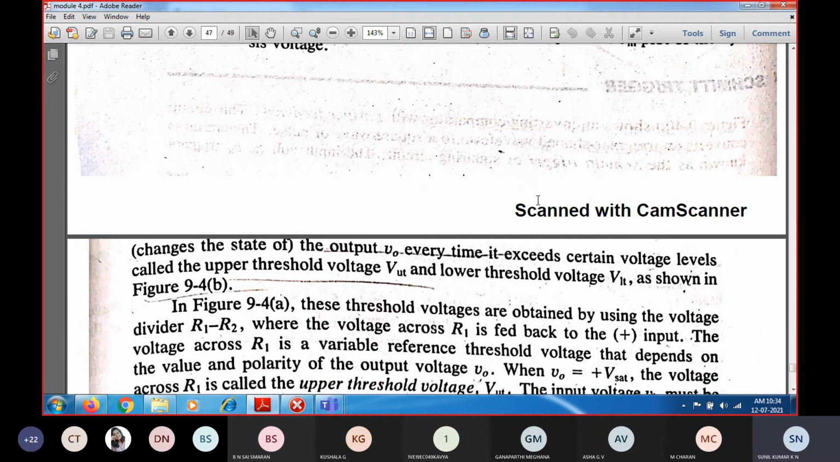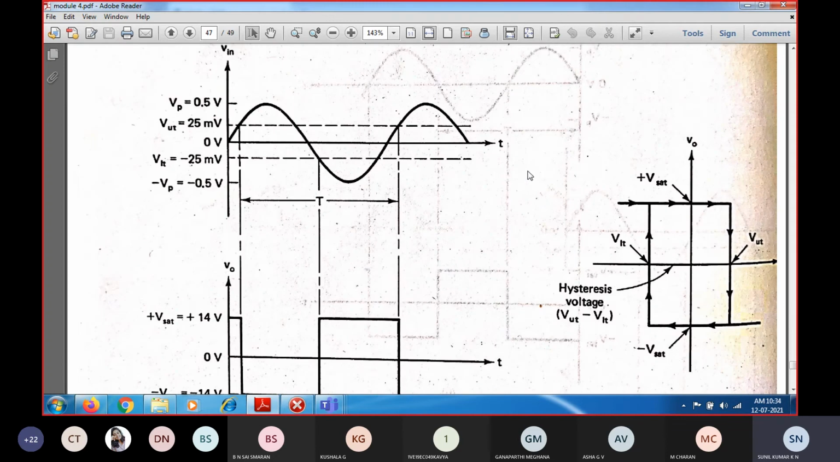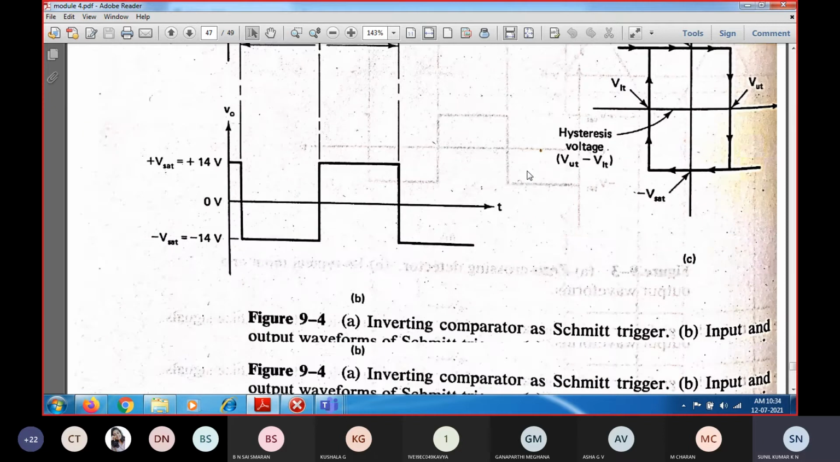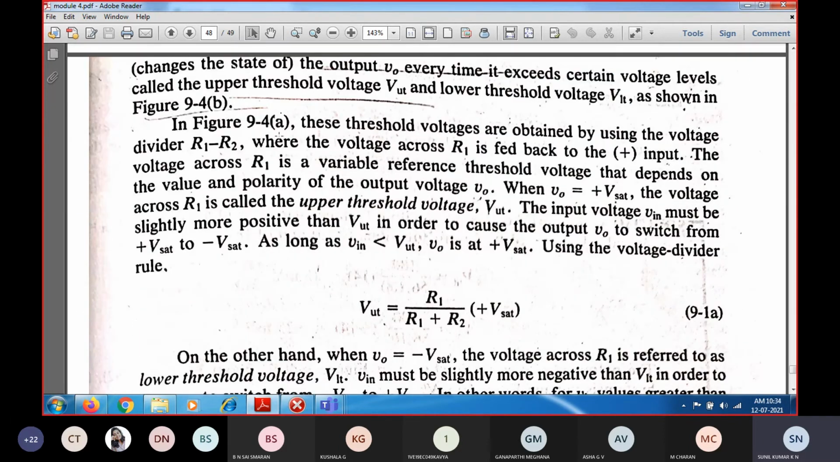In numericals, they may ask you to design this inverting Schmitt trigger circuit to have an upper trigger point voltage of this value and a lower trigger point voltage of this value, which means you should design the circuit. So how are you going to design it? The threshold voltages are obtained using the voltage divider across R1 and R2. The output gets divided across the R1 and R2 resistors, and the voltage drop across R1 is fed back to the non-inverting input, right?